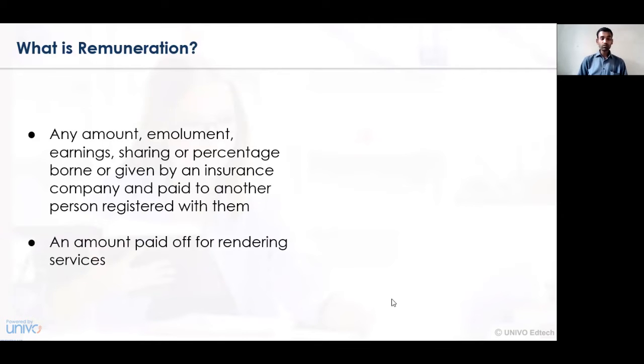The amount is also paid for rendering of services. Now, when we say that we have purchased a product, this product can be applicable for transportation. That is, you purchase a policy for an automotive car, for a vehicle, for a two-wheeler, for a four-wheeler, and so on. So it is applicable for a product.